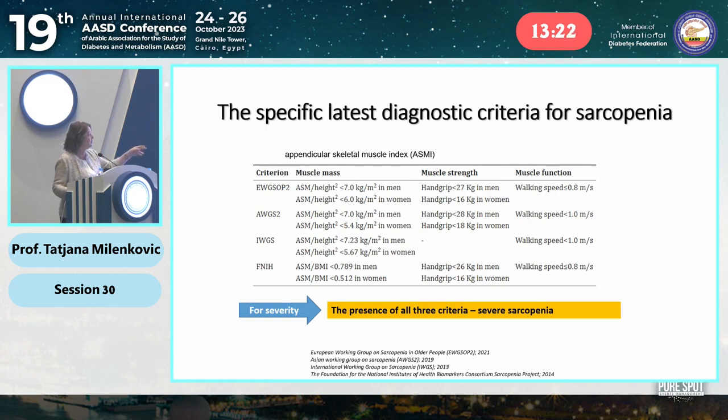How can we judge all these three things? Muscle mass is judged by the appendicular skeletal muscle index, which should be below 7 kilograms per square meter in men and below 6 in women. Muscle strength can be judged by the hand grip, which must be below 27 in men and below 16 in women. Muscle function or performance is measured by walking speed, which should be below 0.8 meters per second to diagnose sarcopenia.